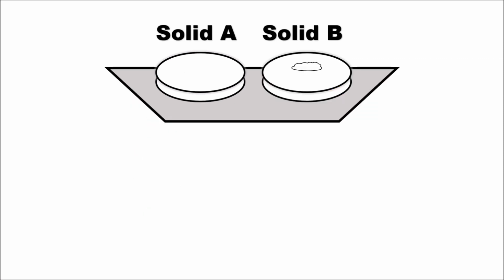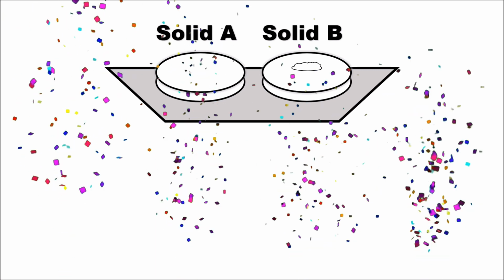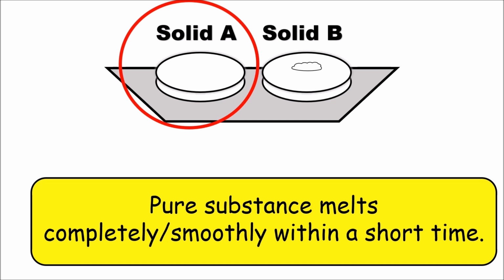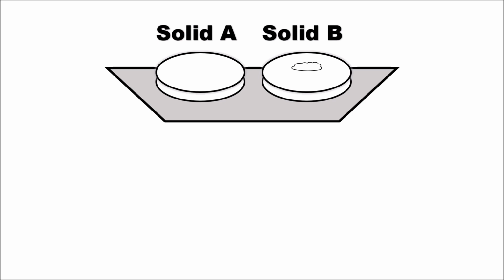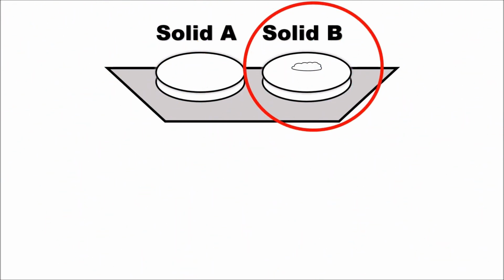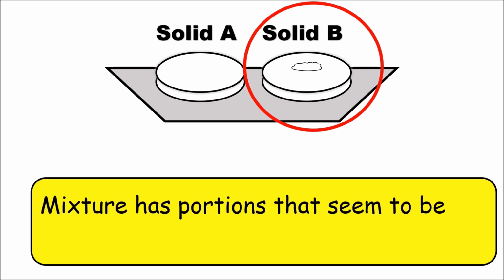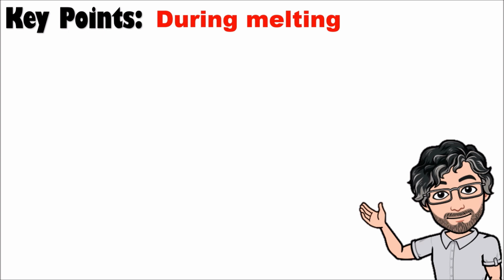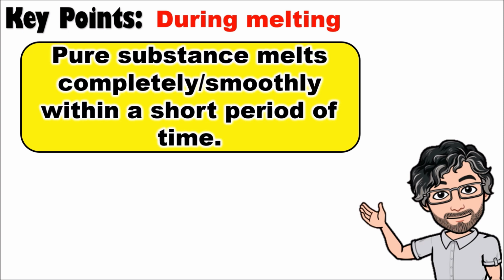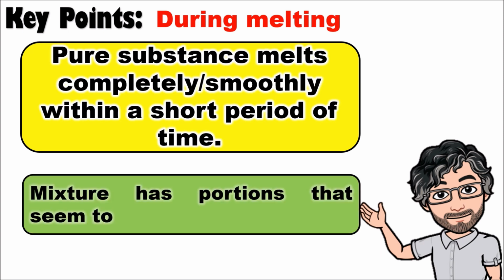Which solid sample is a pure substance? Magnificent! It's solid A. During melting, a pure substance melts completely or smoothly within a short time. Which solid sample is a mixture? Very good! It's solid B. During melting, a mixture has portions that seem to be not melting. Always remember that during melting, a substance melts completely or smoothly within a short time, while a mixture has portions that seem to be not melting.